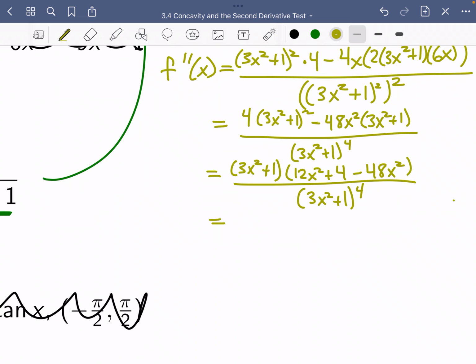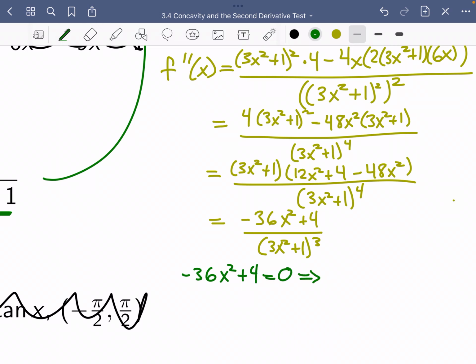And on the top, we will have something like negative 36x squared plus 4, over 3x squared plus 1 cubed. All right, so that is our second derivative. What are we going to do with it? Well, we're going to set it equal to 0. So we're setting that numerator equal to 0.